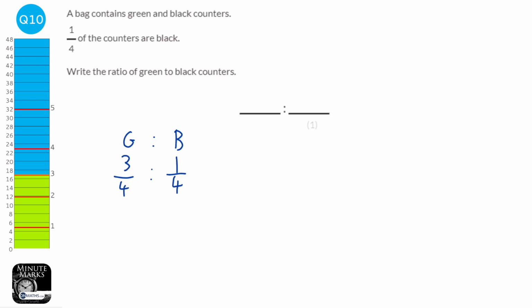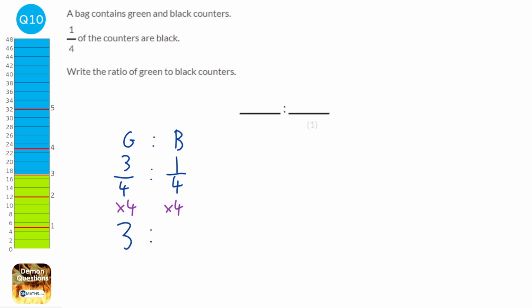And what we can do here is on both sides of the ratio, I'm going to times it by 4. So I'm just going to times 4 both sides. So 3 divided by 4 times 4, because over 4 just means divided by 4. So 3 divided by 4 times by 4 just gets rid of the fraction.